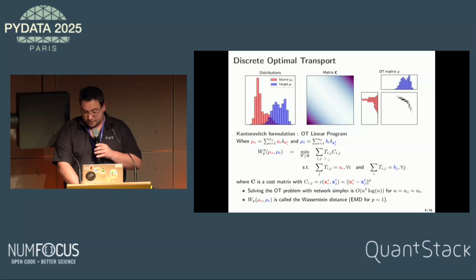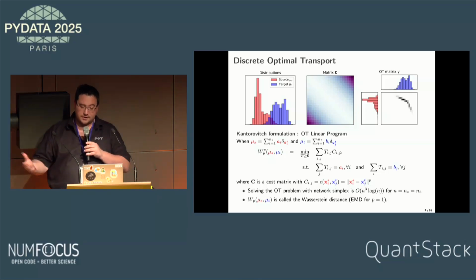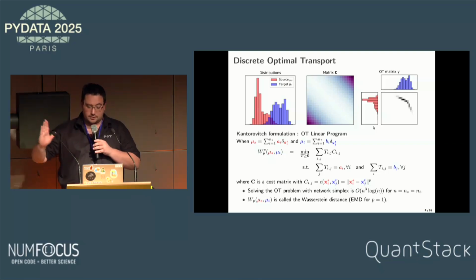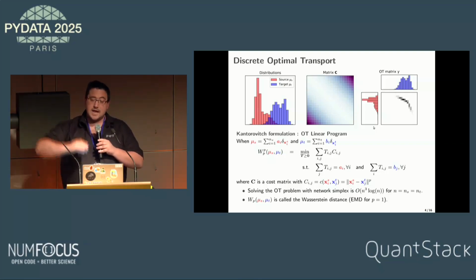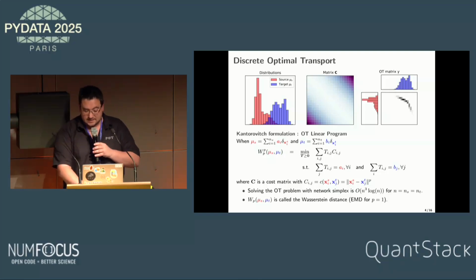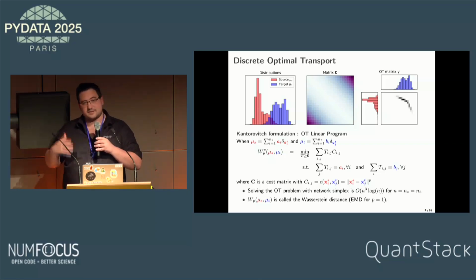The total cost is just the double sum of the product, but under the constraint that all the mass is moved. That is, all the mass from the left distribution is moved. So if you sum the columns of T, you're going to recover the left distribution. And if you sum the rows of T, you're going to recover the target distribution. So it's basically a linear program, a linear objective with linear constraints. It can be solved in O(n^3 log n), with n the number of bins. I wouldn't say it scales extremely well, but you can still solve problems with a few thousand, tens of thousands of bins.